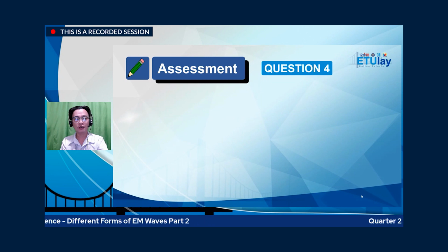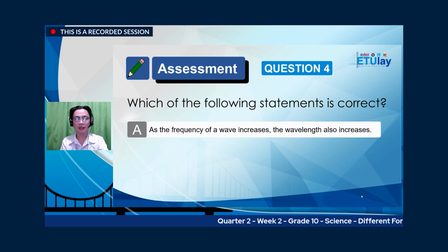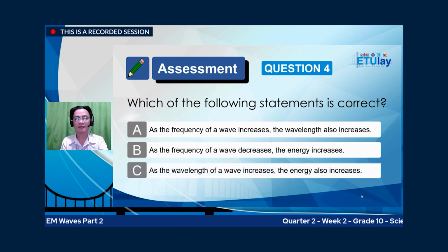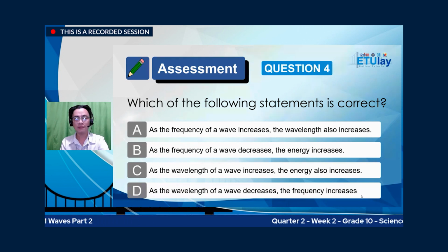Let's move to question number 4. Which of the following statements is correct? A. As the frequency of a wave increases, the wavelength also increases. B. As the frequency of a wave decreases, the energy increases. C. As the wavelength of a wave increases, the energy also increases. D. As the wavelength of a wave decreases, the frequency increases. Let me count. 5, 4, 3, 2, and 1.